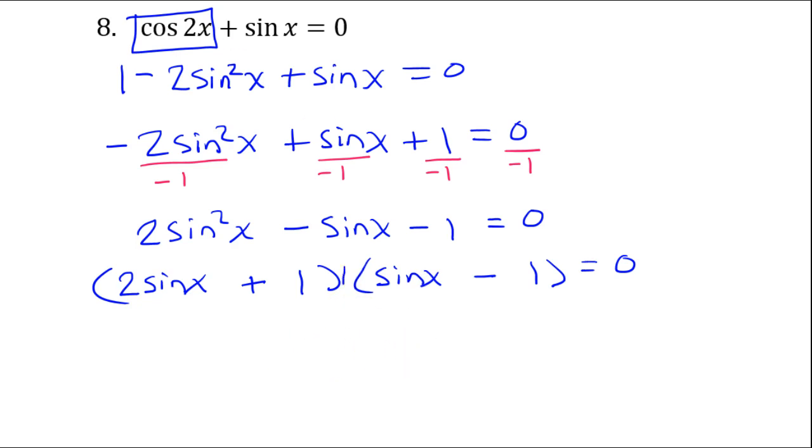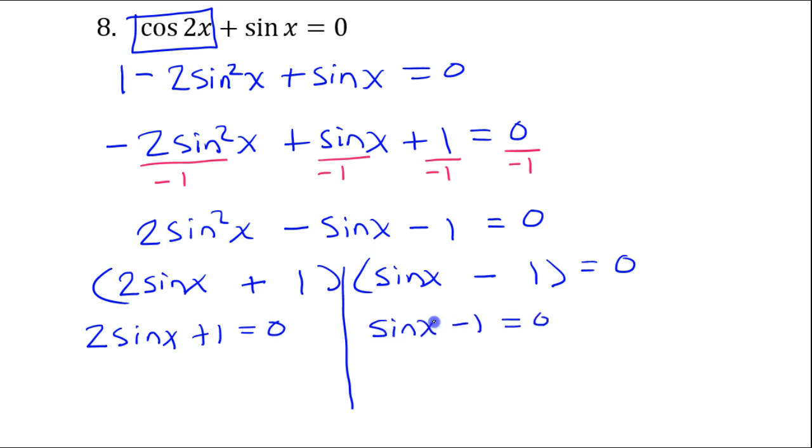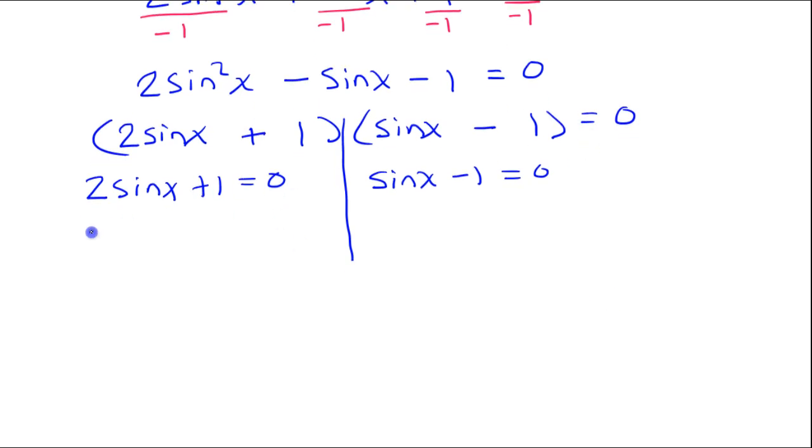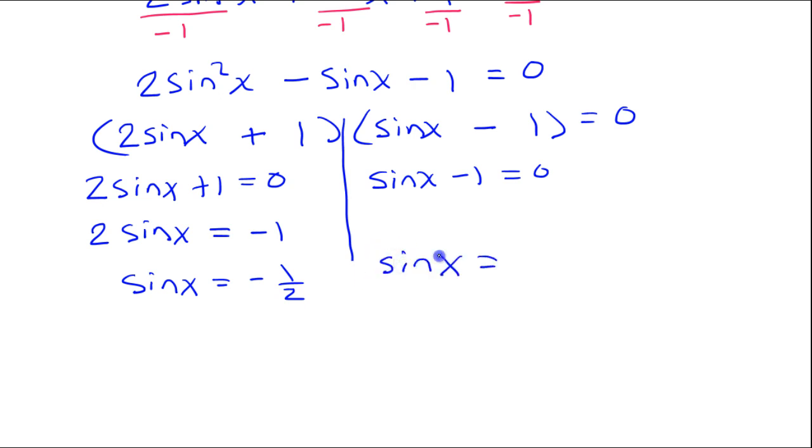So now let's use the zero product property to get our solutions. Meaning, let's set each of these factors equal to 0 and solve. Okay, let's go. Subtracting 1 from both sides, I'm going to have 2 sine x is equal to -1. Dividing both sides by 2, I'm going to have sine x is equal to -1/2. Adding 1 to both sides, I'm going to have sine x is equal to 1.